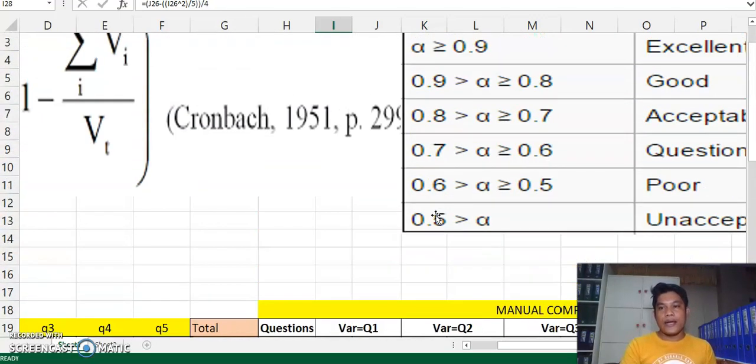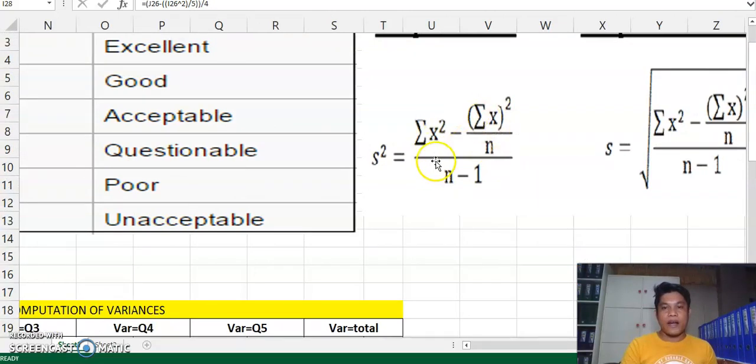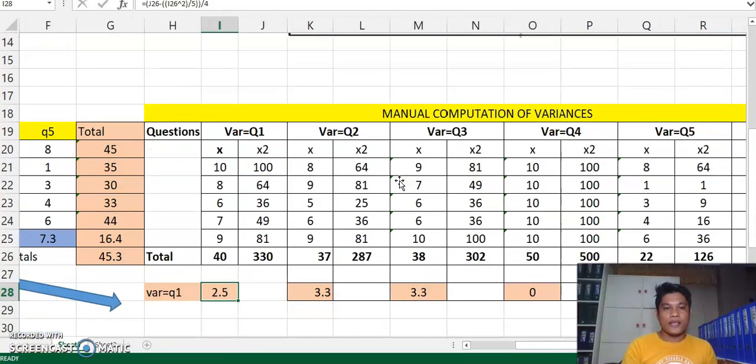Now, let's review the formula again. This is now the variance formula. The summation of x squared. So you have to square first, then the squared shall be divided by the number of respondents. The quotient will be subtracted from the sum of the x squared, and the result shall be divided by n minus 1. So that is how to compute the variance manually.